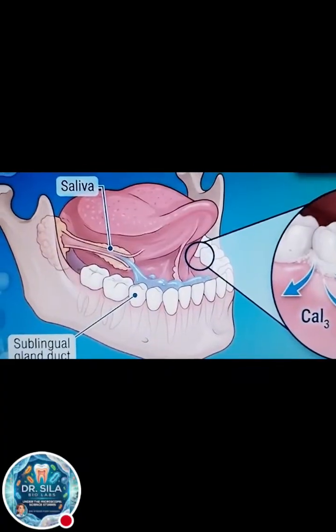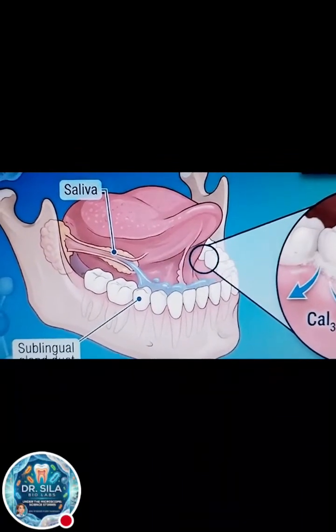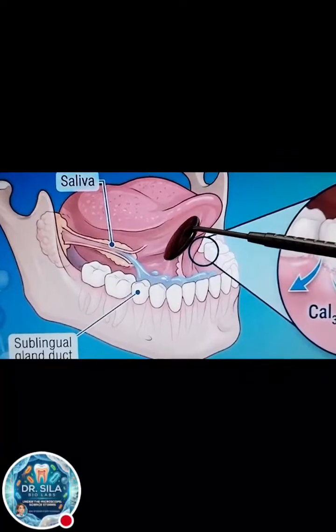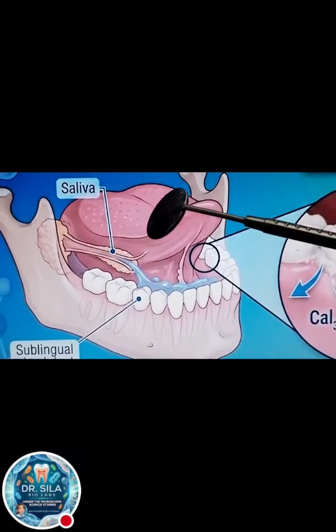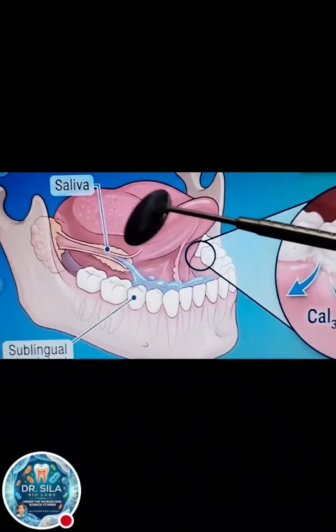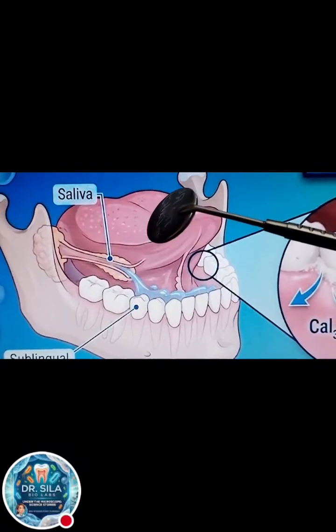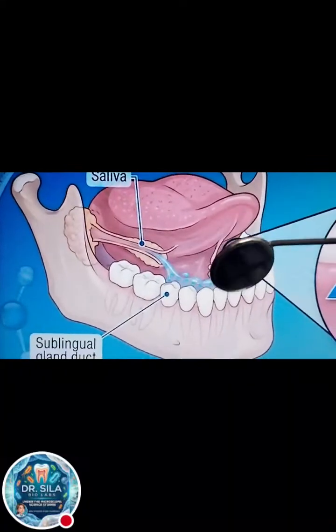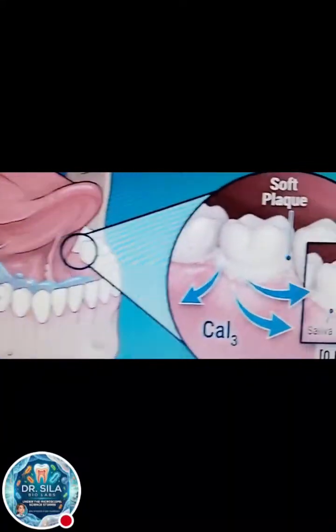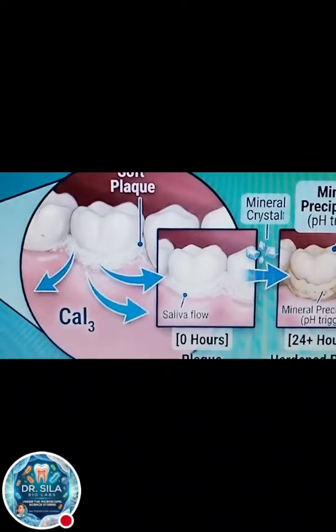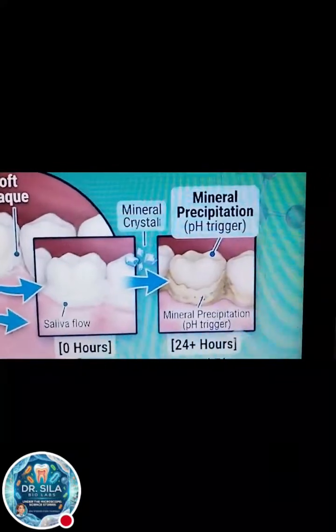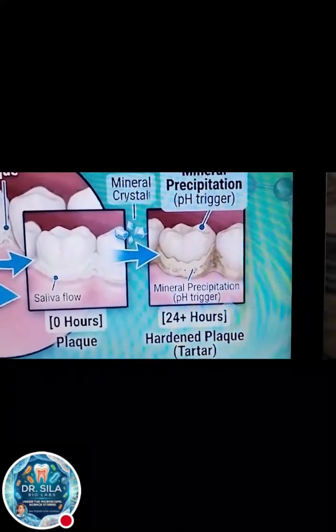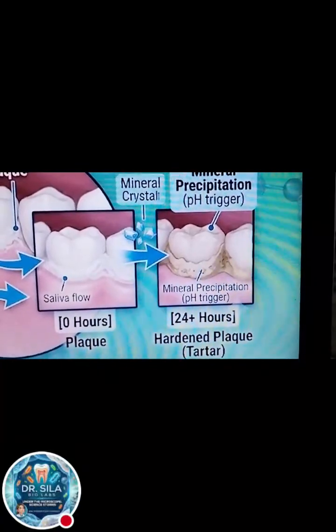Saliva is biologically supersaturated with calcium and phosphate ions, essential for enamel remineralization, which is good. And spontaneous plaque calcification, that is bad. Saliva from the openings of the salivary gland ducts, soft plaque is formed, and then mineral precipitation hardens the plaque into tartar.